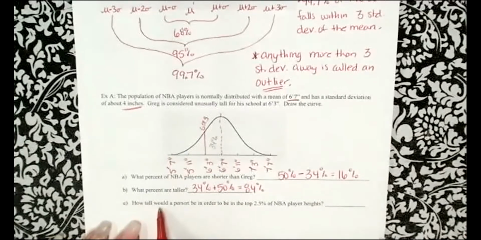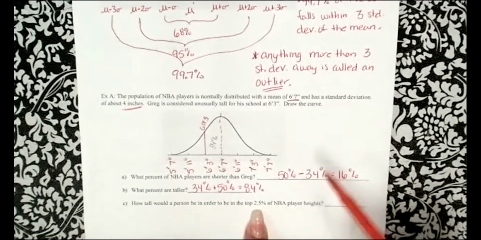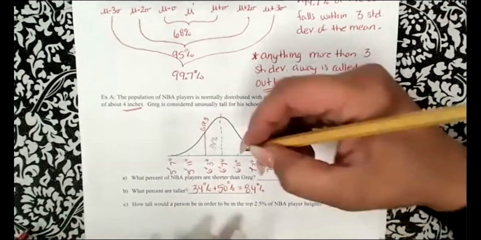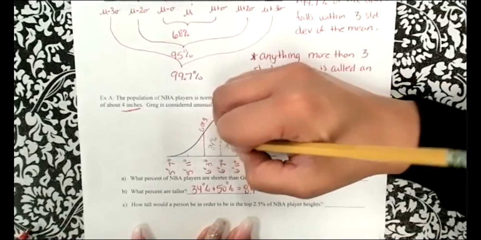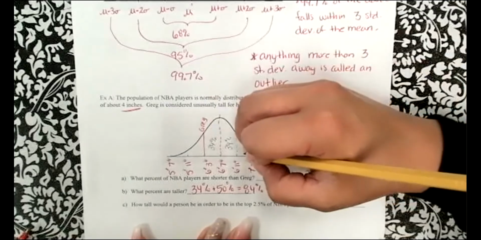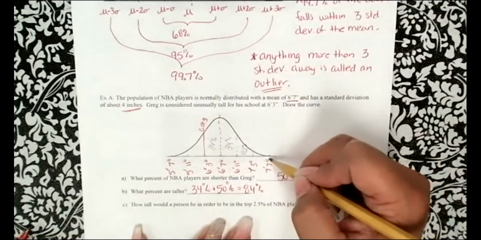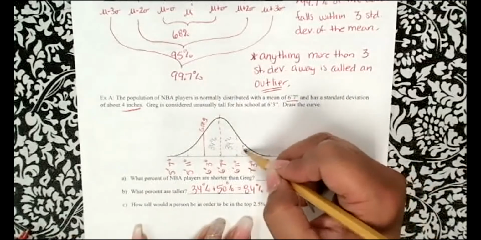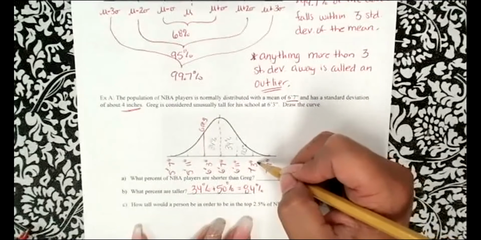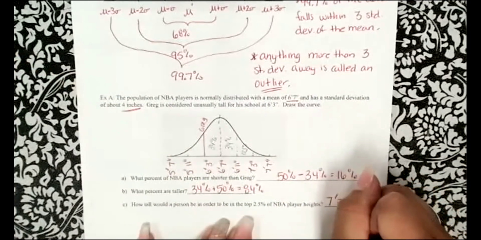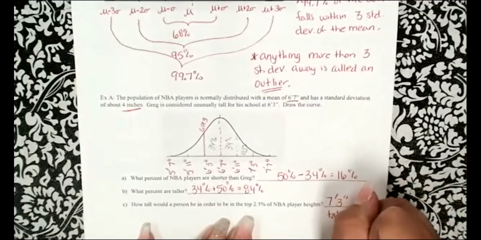And then it says, how tall would a person be in order to be in the top 2.5% of the player's height right here? Because remember that this little section right here is 34%. This section right here is 13.5%. And then technically right here, all of this is the 2.5 right here, because that's what's left over out of the 50% here. So then the answer would be 7'3" or taller.